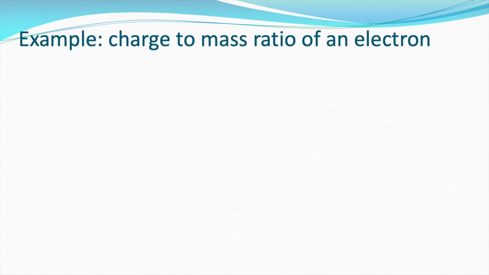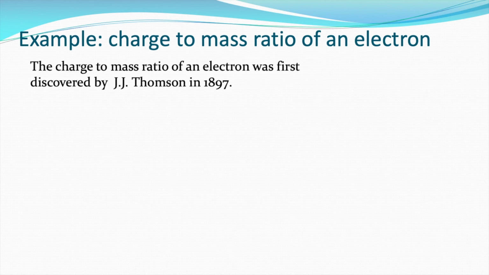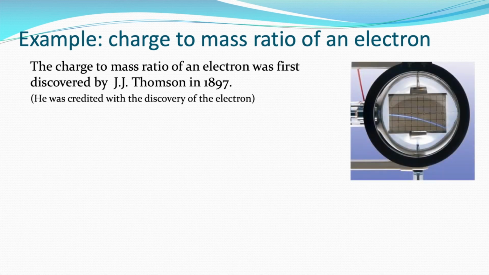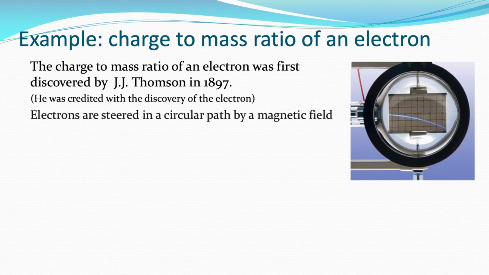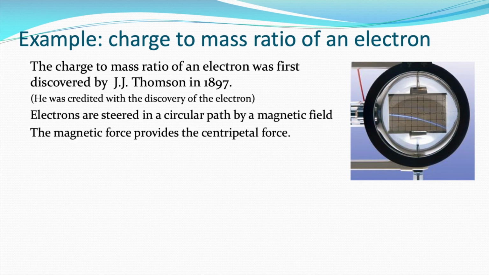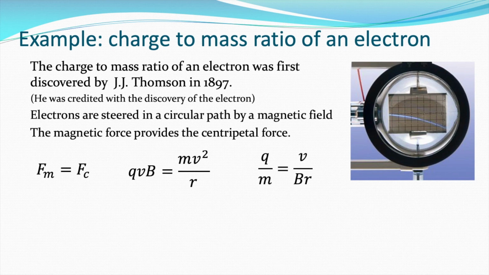One last thing is to mention the charge to mass ratio of an electron. We've already mentioned this, but it is another example of charges moving in magnetic fields. Remember, this was discovered by J.J. Thomson in 1897, and he was credited with the discovery of the electron. So if you fire electrons into a magnetic field, they get steered in a circular path, and the magnetic force provides a centripetal force. So there's the magnetic force equal to the centripetal force, equating them and rearranging for charge to mass ratio.